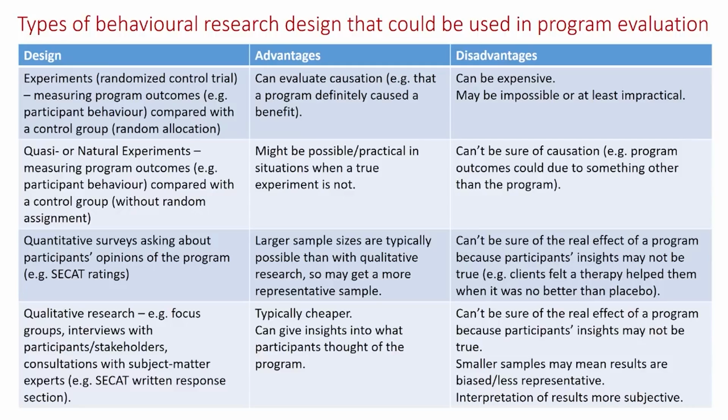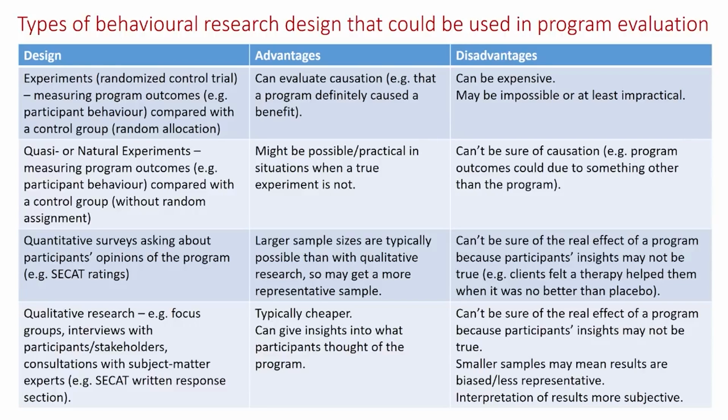Okay, the second type of design is what we often call quasi-experiments or natural experiments, for evaluating program outcomes like participant behavior. Just like experiments, we would have a treatment group and a control group. But the difference here is that whether you end up in the control group or the treatment group is not random. An advantage of a quasi-experiment is that it might be possible in some situations where running a true experiment is not possible, or at least is impractical. However, the disadvantage is that now we can't be absolutely certain of causation. The program outcomes could be due to something other than the program itself because we haven't done that random assignment.